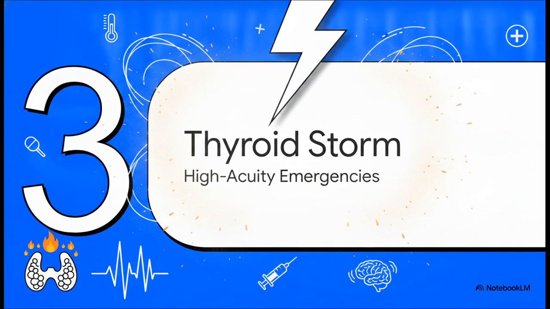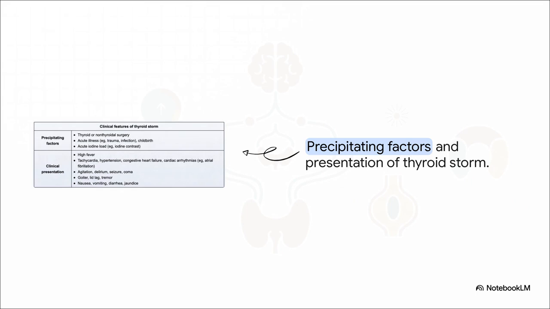All right, on to Section 3, Thyroid Storm Emergencies. Let's look at these high acuity presentations. If you see a question with postoperative high fever, tachycardia, hypertension, and lid lag, that points directly to a thyroid storm triggered by surgical stress or an iodine load. It could also be triggered by acute illness, trauma, childbirth, or a severe infection in an untreated hyperthyroid patient.